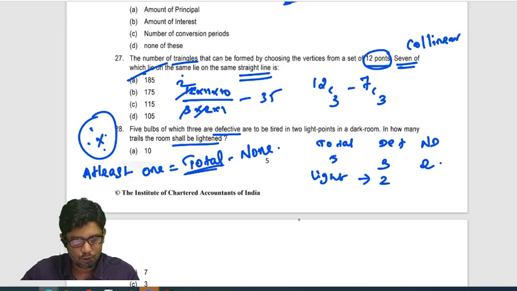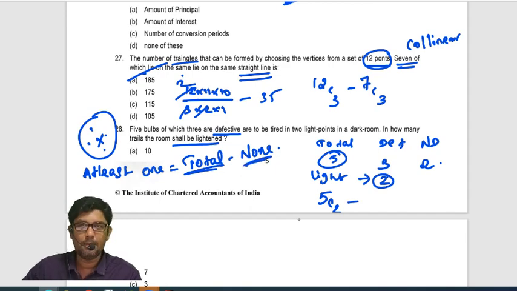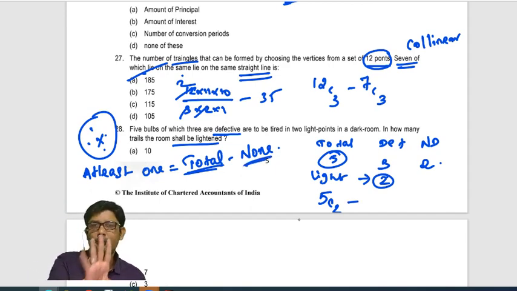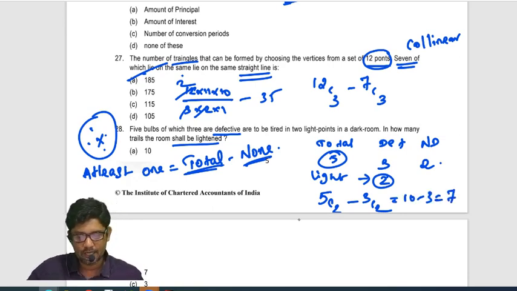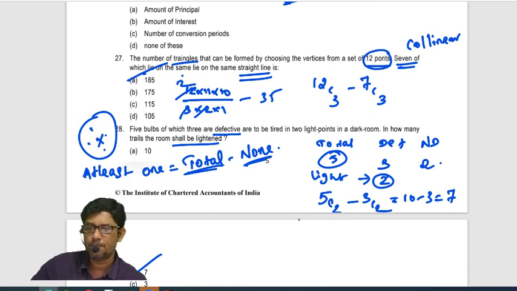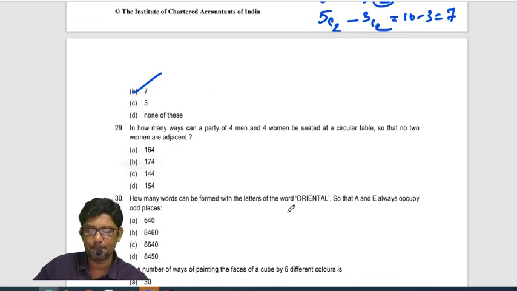So what exactly will come? Total there are 5 bulbs and 2 bulb points, which is nothing but 5C2 minus none. The meaning of none is that none of the bulbs are non-defective, that is, all the bulbs are defective. So 3C2. If I remove this option, what am I going to get? 10 minus 3 is equal to 7. Our answer is 7, my dear. Please, this is a very, very important type of question. Mark this sum.